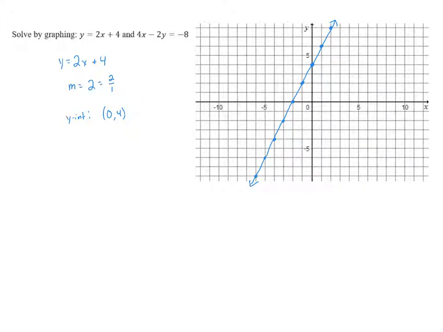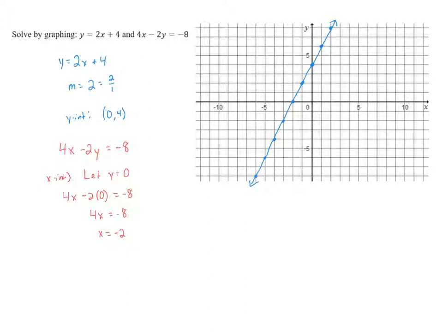All right. Now let's look at the other equation. We've got 4x minus 2y equals negative 8. This one isn't in slope-intercept form, and so I'm inclined to use the intercept method here. To find the x-intercept, we're going to let y be 0. Then this is going to be 4x minus 2 times 0 equals negative 8. Now anything times 0 is 0, so that second term is going to go away, leaving us with 4x equals negative 8. And if we divide both sides by 4, that's going to give us x equals negative 2.